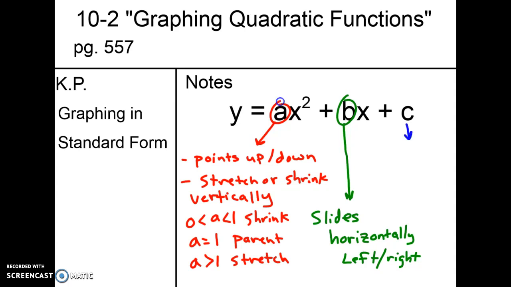And then C is how it slides vertically. And this will be up or down. And C is pretty easy to predict, because when it's positive it slides up, when it's negative it slides down. With the B terms it gets a little bit more difficult. It's not only opposite, but it slides left to right in a weird way that we're going to talk about a little bit later in this section. But I just wanted to clarify what all of these letters meant to what was happening to our parabola.